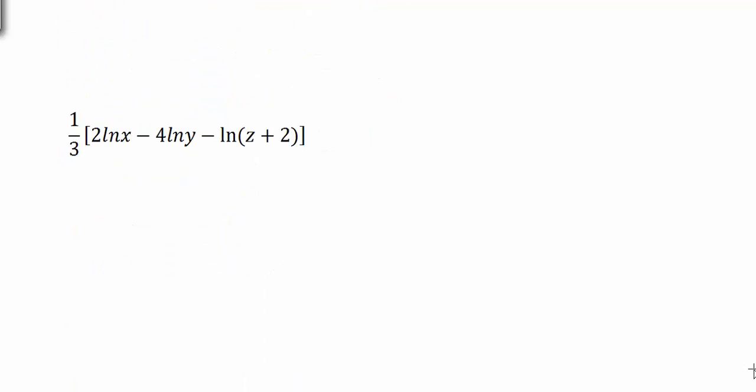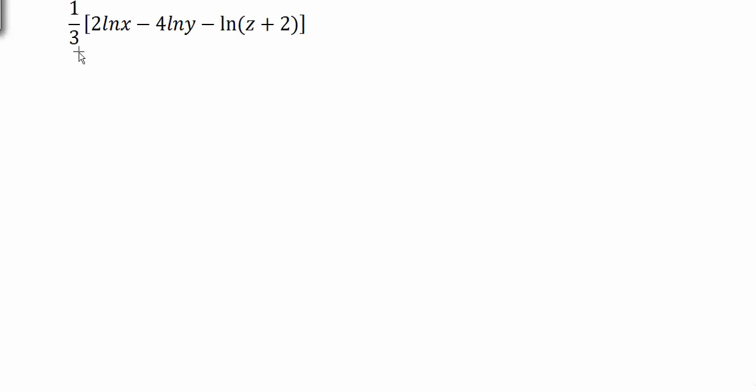All right, now we have another example of condensing. And notice here we have 1/3, and that's being multiplied by everything because of the brackets. 2 ln of x minus 4 ln of y minus the natural log of z plus 2. Now notice here the parentheses. We're taking the natural log of z plus 2. So the first piece I would start with is the inside here.